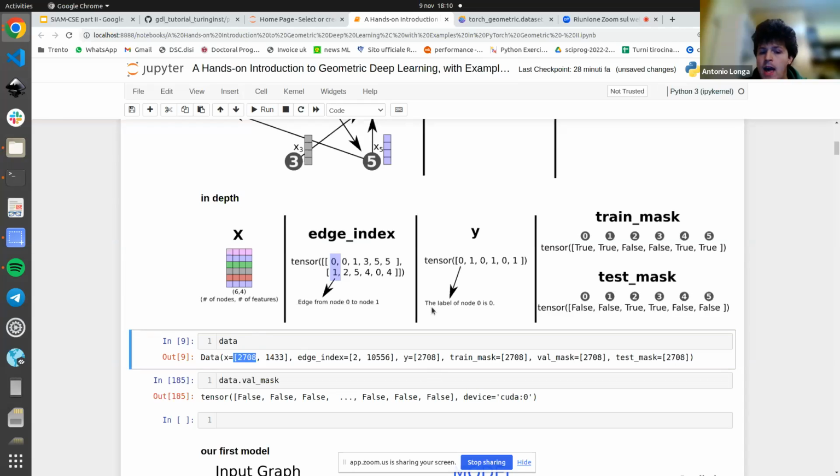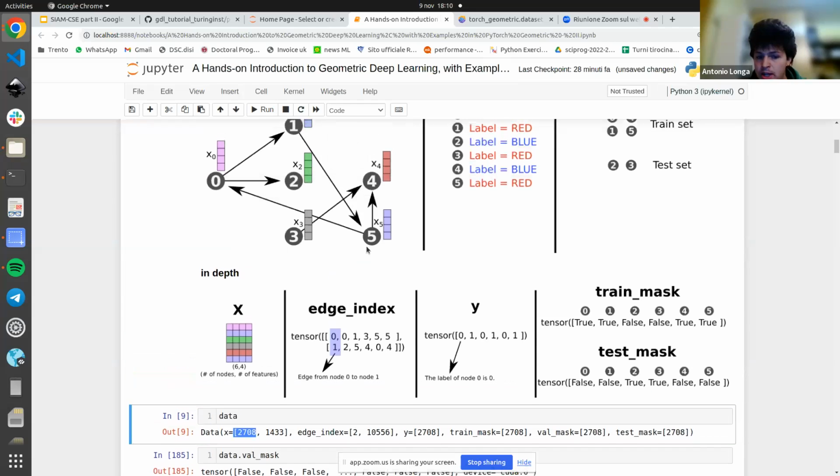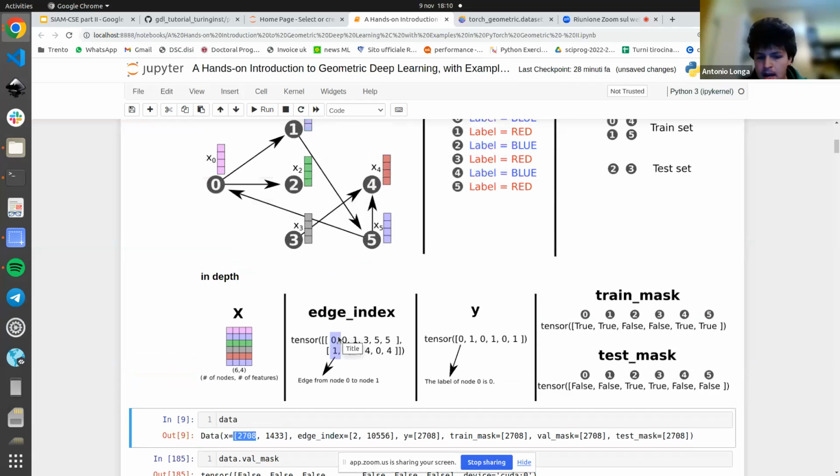Then we have the edge index. The edge index is simply a list of lists that tells you the edges. For instance, in our case, we have an edge that goes from 0 to 2 and to 1, sorry.